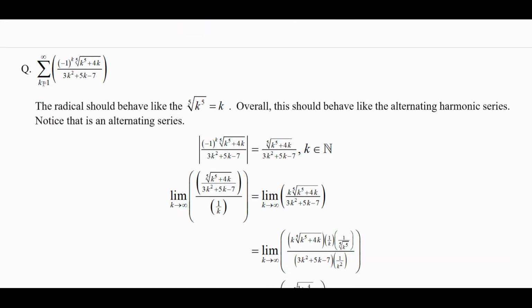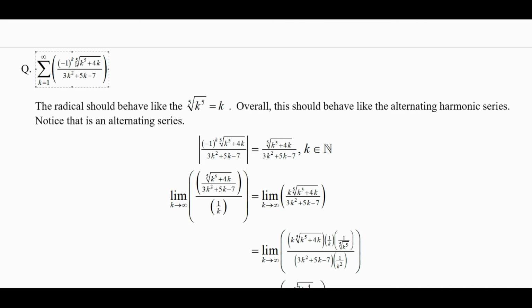Here we have the sum from k equals 1 to infinity of negative 1 to the k, times the fifth root of k to the fifth plus 4k over 3k squared plus 5k minus 7. Looks kind of complicated, but first of all, we've got an alternating sign here. So this might be an alternating series. Well, it is an alternating series, and the alternating series test might work for us.